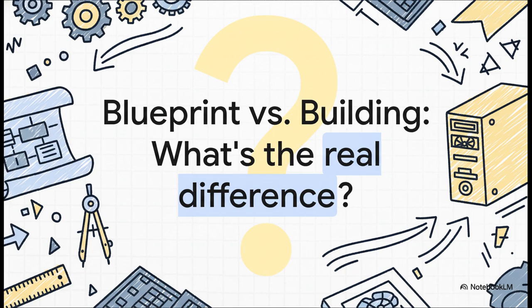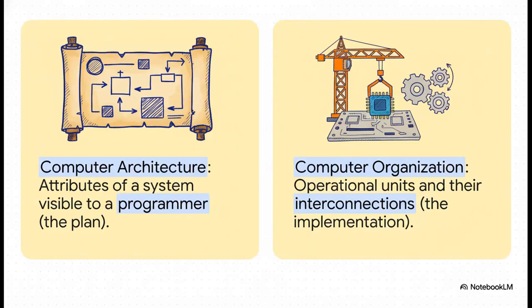The most important concept you need to nail for your exam is this. What's the difference between the plan for a computer and the actual way it's built? Getting this right is the key to understanding, well, pretty much everything else. And that brings us to these two critical terms, computer architecture and computer organization. The easiest way to think about it is this.